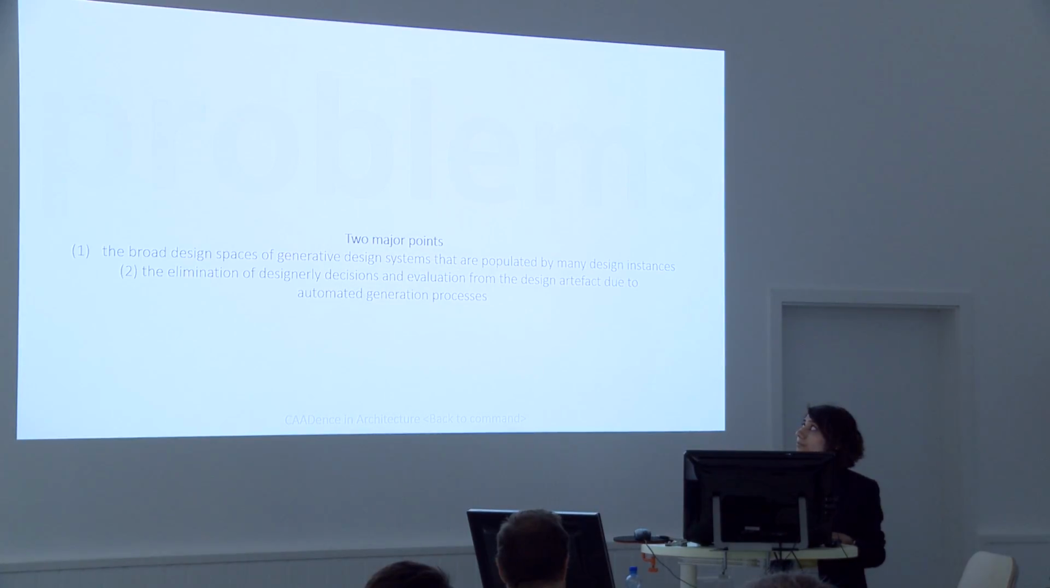So when we move on to the main problems, according to those facts and concerns, at the end of the first phase of the research, we made two major points about the main problems of this paper. The first one is the broad design spaces of generating design systems, as I stated before, due to the automated generation methods. The second one is the elimination of designer decisions and evaluation from the design artifact due to the automated generation process. These are the two major points that I would like to highlight within the scope.